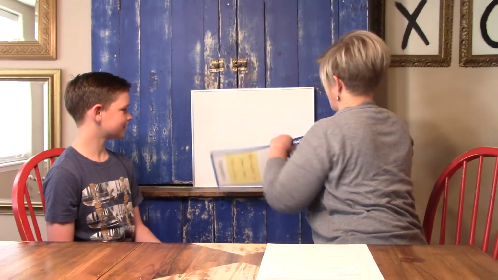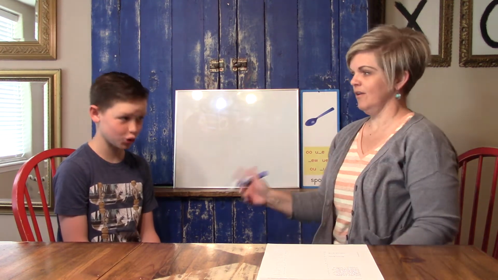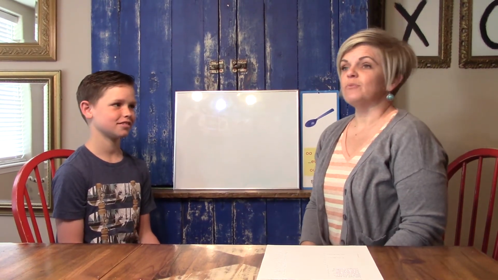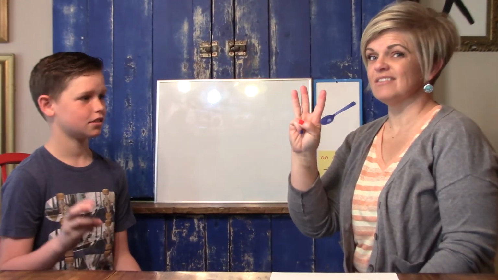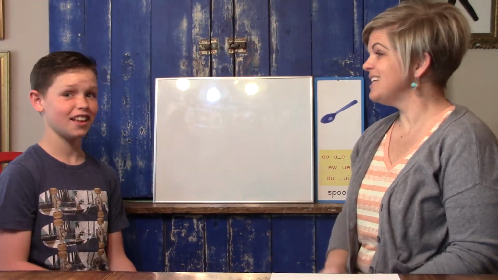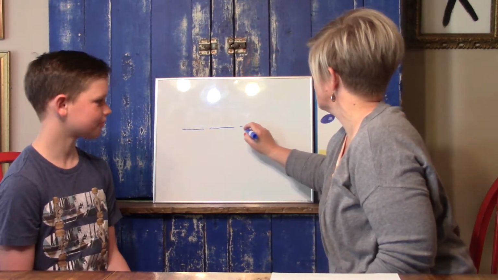Uh-oh, it's about ready to fall down. Okay, our next word is goose. Say the word. Goose. Let's do our sounds. Ready? G, oo, s. How many sounds? 3. Only 3 sounds, right? So make your 3 lines.